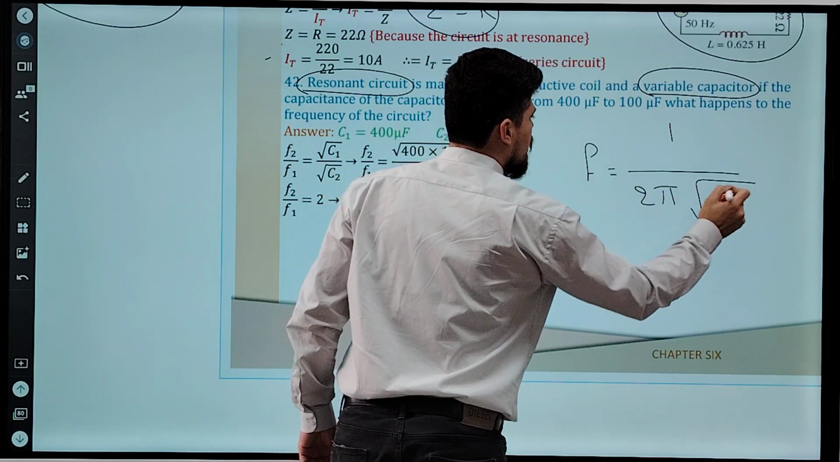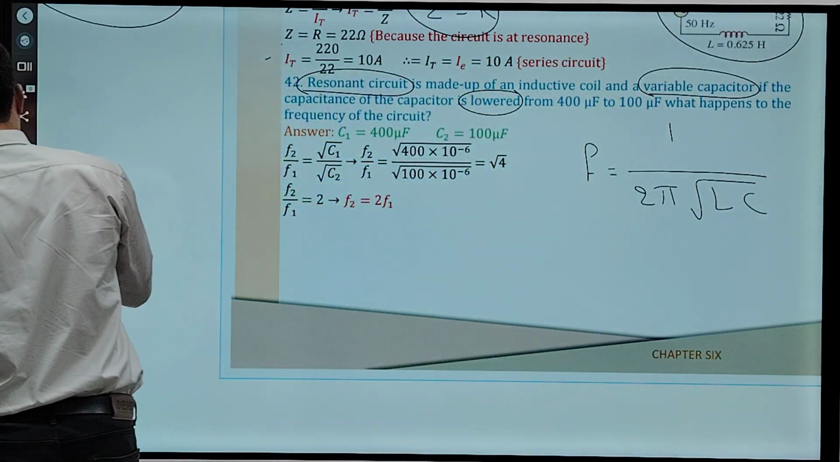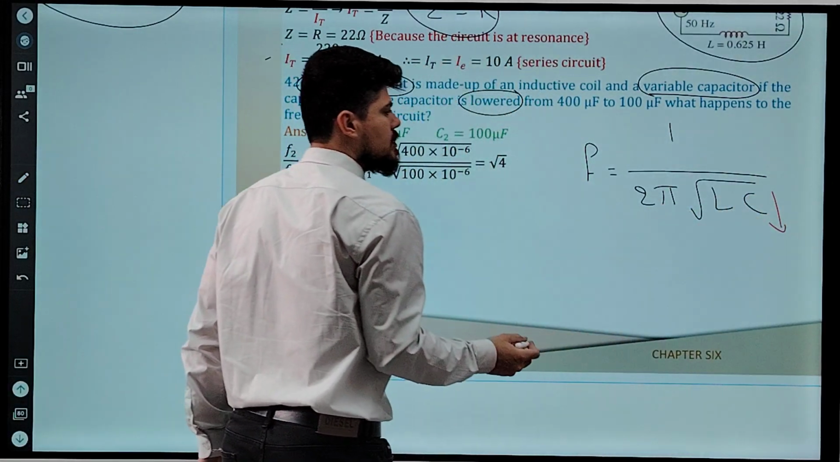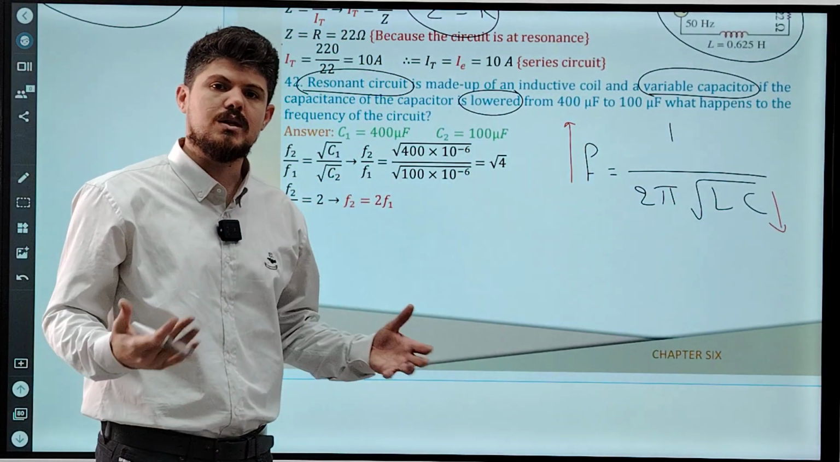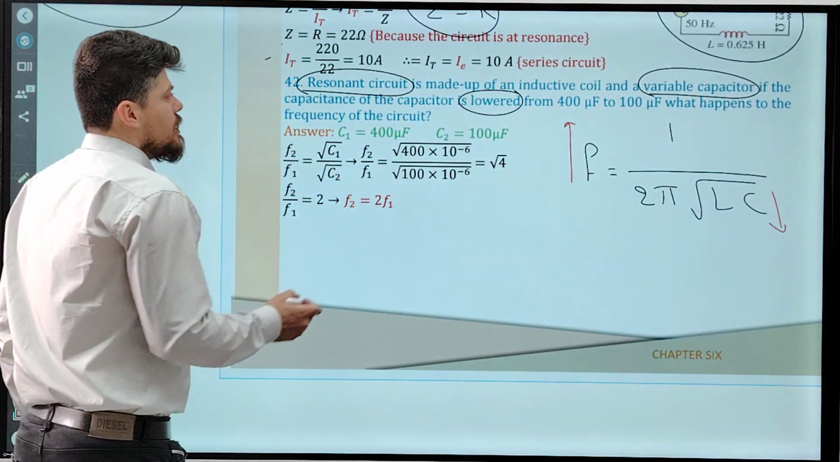2π√(LC). Okay? When the capacitance of the capacitor is lowered, it means that it becomes smaller. What happened to the frequency? The frequency of the circuit should be increased. Why? Because they are inversely related.